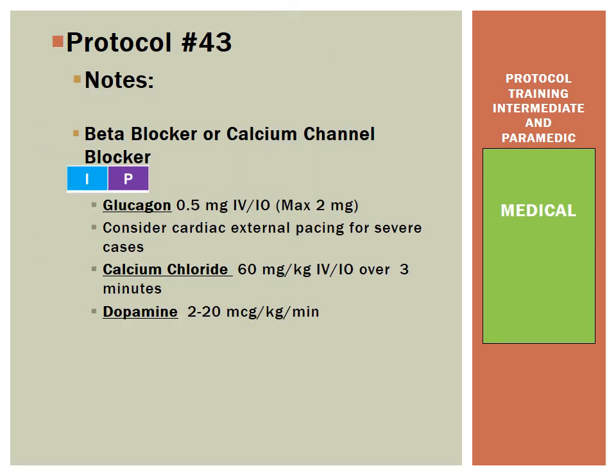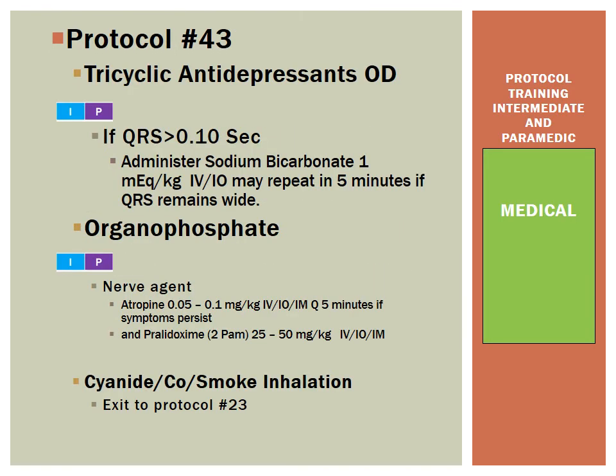Okay, so for our beta blocker or calcium channel blocker overdoses, the INP level providers will be administering glucagon at 0.5 milligrams IV-IO, max of 2 milligrams. You want to consider cardiac pacing for the severe cases of bradycardia. And calcium chloride, 60 milligrams per kilogram, IV-IO over 3 minutes. Dopamine is your pressor of choice at 2 to 20 micrograms per kilogram a minute.